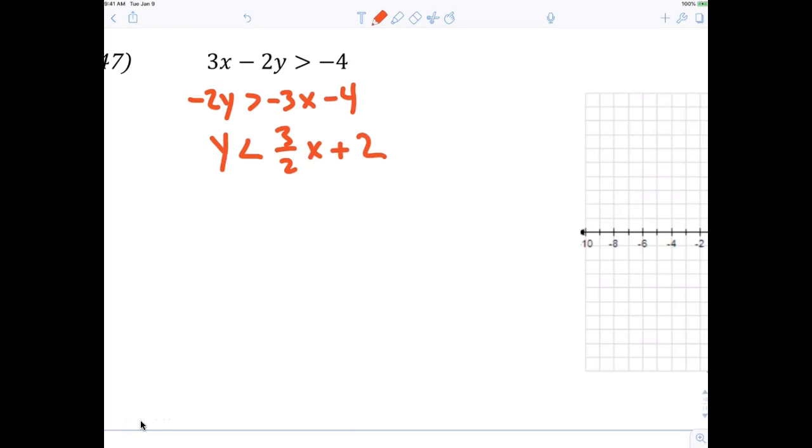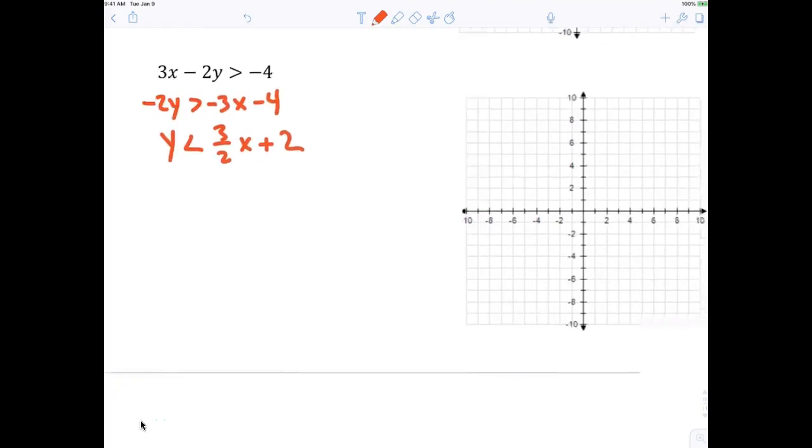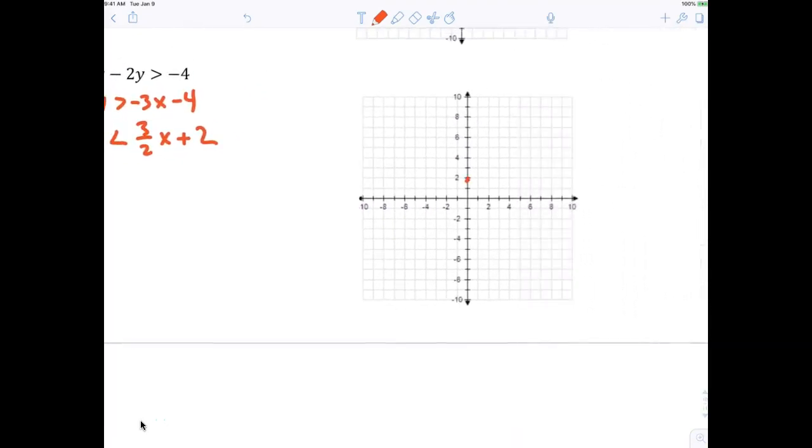All right. Graphing. Come on now. What do I have to do to graph this? Start at 2. Up 2. Perfect. Then from there, up 3 over 2. Wow. Up 3 over 2. Feels kind of nice, doesn't it? All right. Now what kind of line? Dotted line. So let's draw a dotted line here. And then we're shading where? Very good. Shading below.